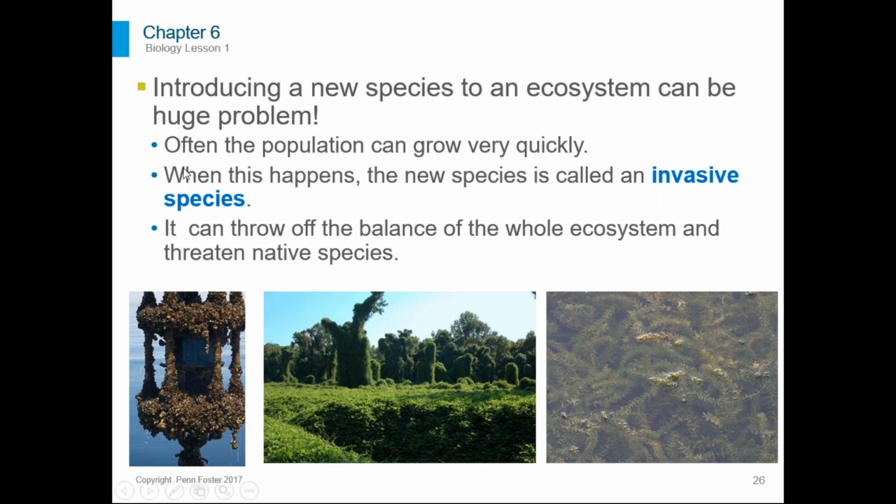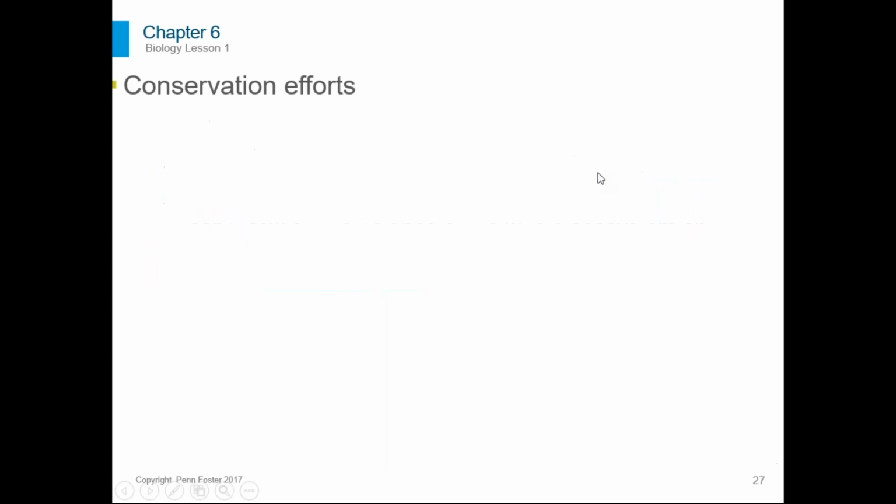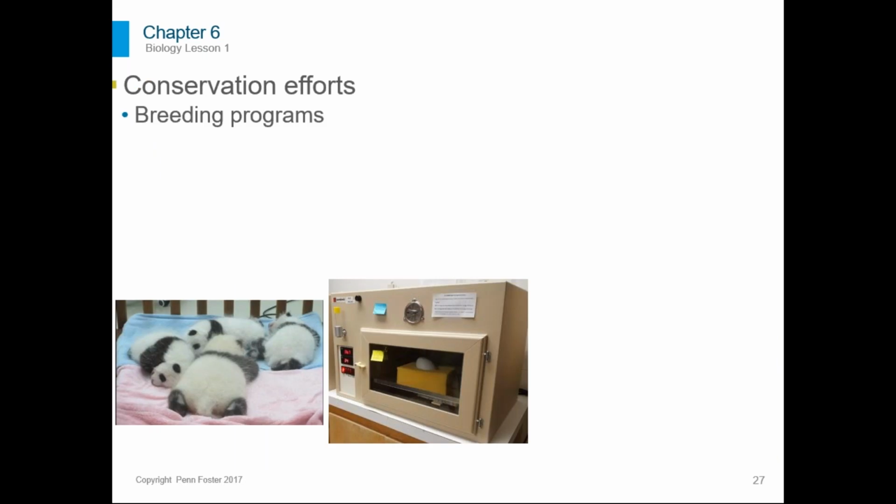Okay, so not everything that humans do is horrible. There are a variety of conservation efforts to preserve biodiversity. There are breeding programs designed to breed members of individual species and release them into the wild. So, for example, several zoos have breeding programs for pandas, and on the right here is a condor egg being incubated. California condors were almost extinct a couple decades ago, and they've been bringing them back successfully.